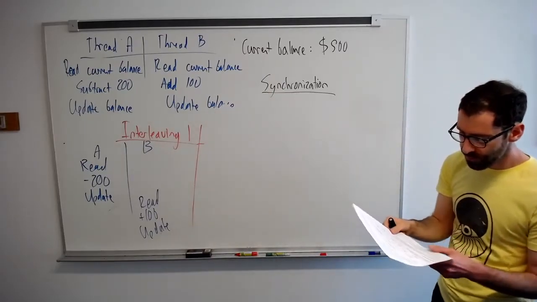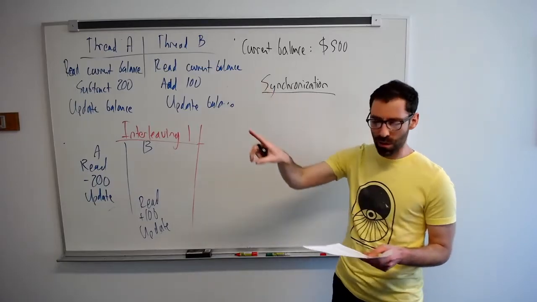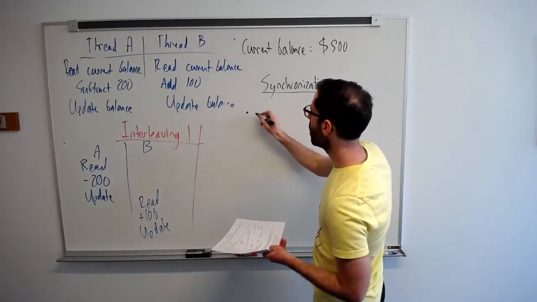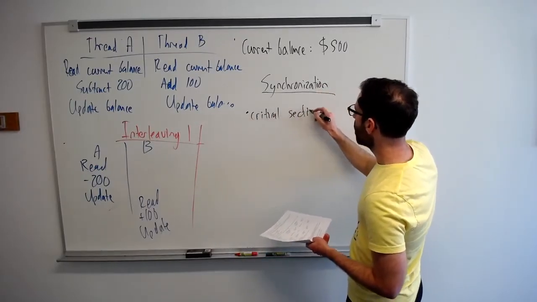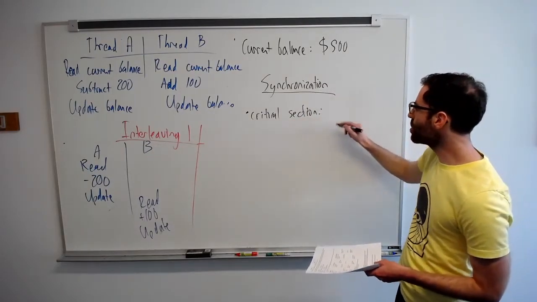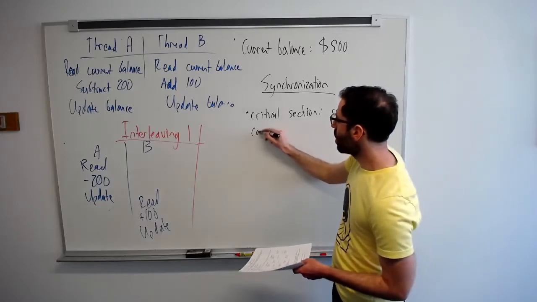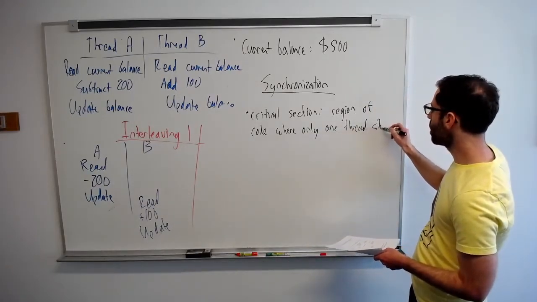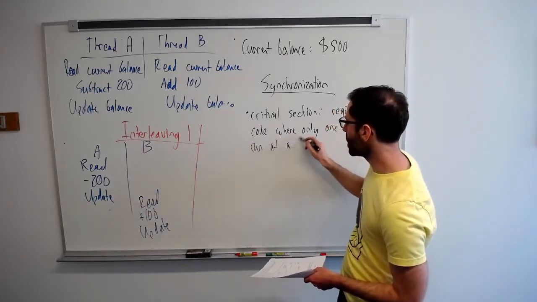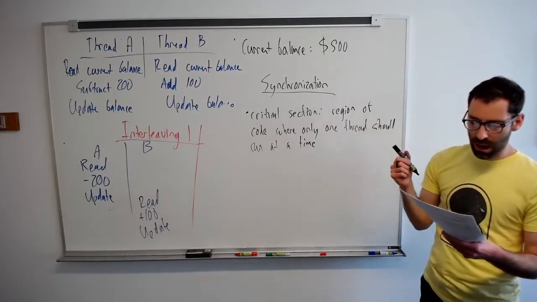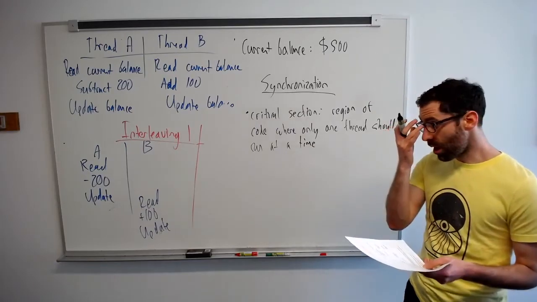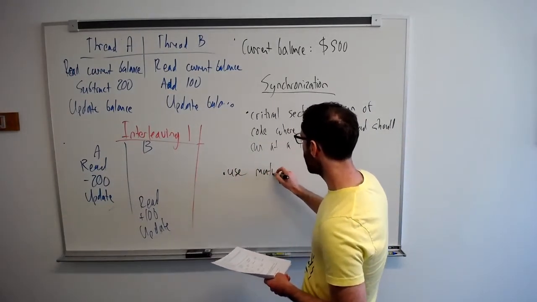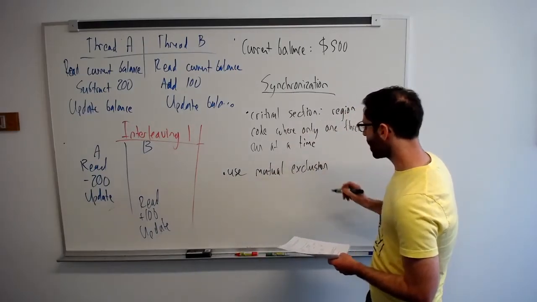And so we're going to use synchronization and identify the part of our program where we only want one thread running it at a time. And this is called a critical section. So we want to know the critical section of our code, which is the region of code where only one thread should run at a time. And what we can do is use something called a mutex, which is short for mutual exclusion.